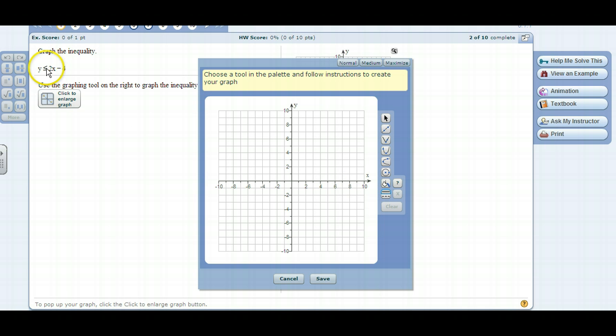Now how do I graph a line? Just treat it like it's a line. So 2x minus 4 is where we're going to start, and then 2x is the slope, so rise 2, run 1, there's a point. So there's our line. We do want it to be solid.